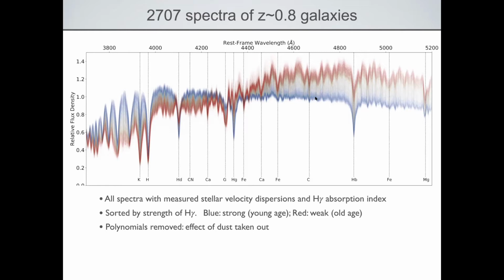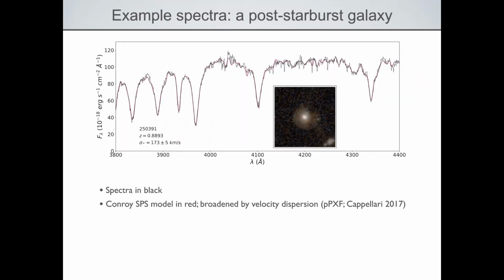To appreciate the data quality a bit more, let's take a somewhat more detailed look at some of the individual spectra. I really like these post-starburst spectra just because they have such spectacularly strong Balmer absorption lines. Here's H delta, sorry, there's no labels, H delta, H gamma, here the Balmer break. So in black we have the spectrum, and in red we have the Conroy SPS model, a linear combination plus polynomials plus broadening by the velocity dispersion.